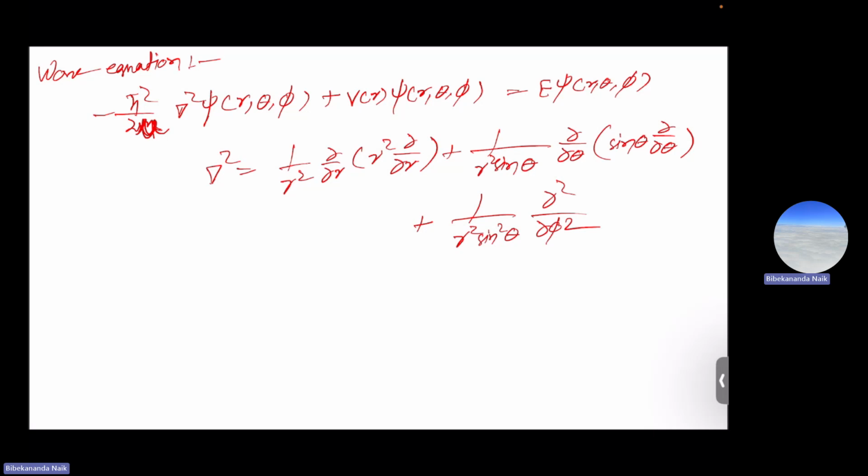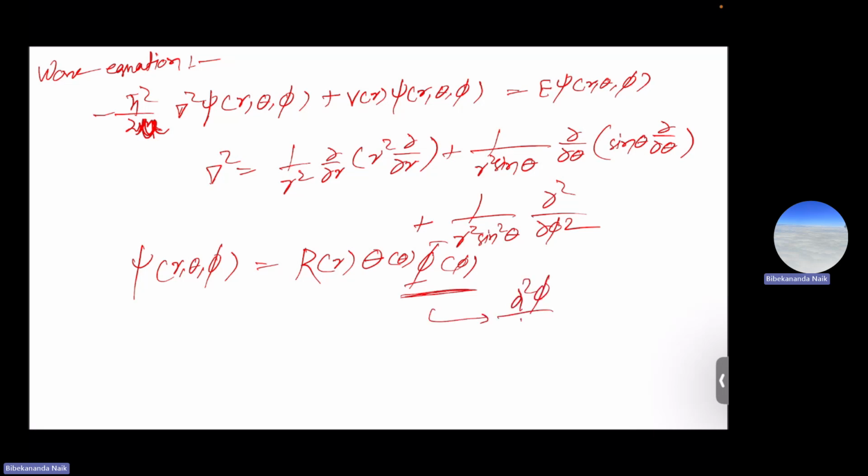Then we will write the wave function, which is a function of r, theta, phi, as a product of R of r, Theta which is a function of theta, and Phi which is a function of phi, and then we can solve them separately. Very simply, the phi component can be written as d square Phi by d phi square plus ml square Phi equals 0.